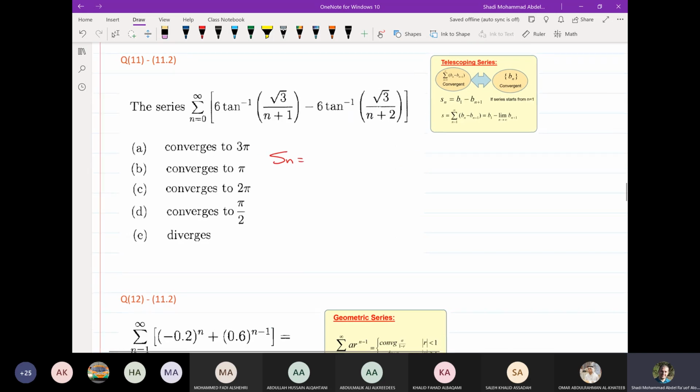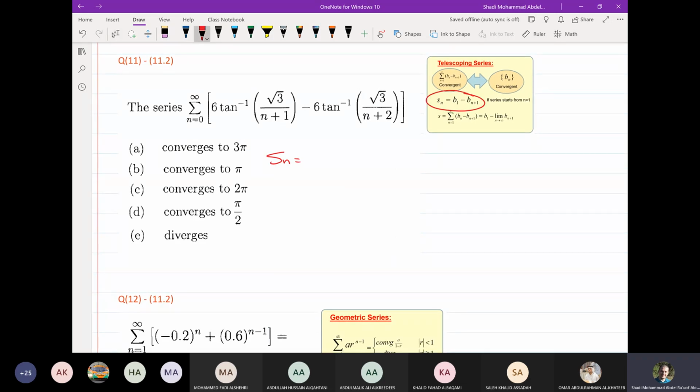It is the partial sum. This Sn means the partial sum. What does partial sum mean? Instead of finding the sum from 0 to infinity, I will take just an idea about the partial sum. I will take the sum of the first n terms. Let me start. Sn is the first term plus second plus third plus fourth until n.